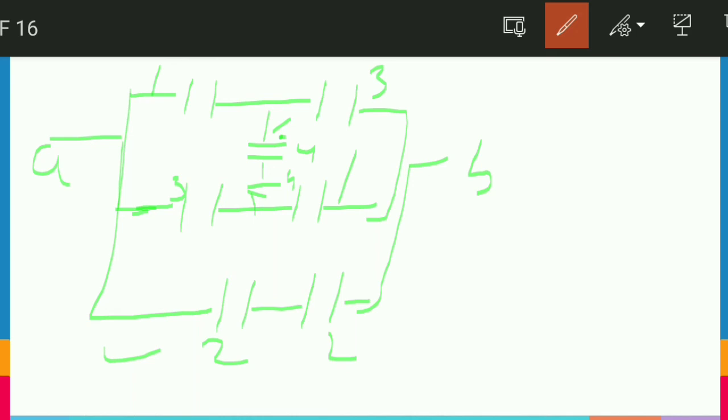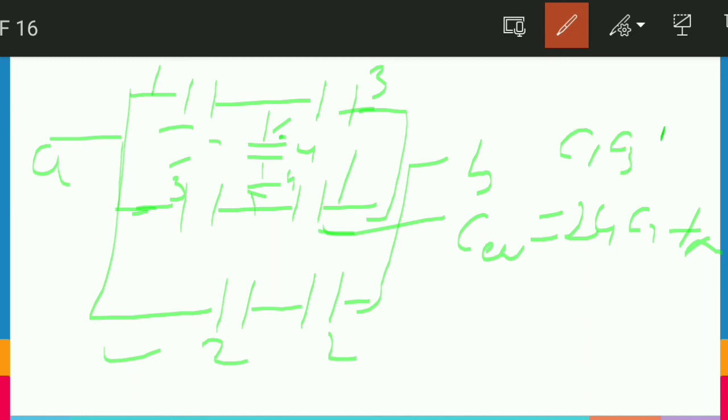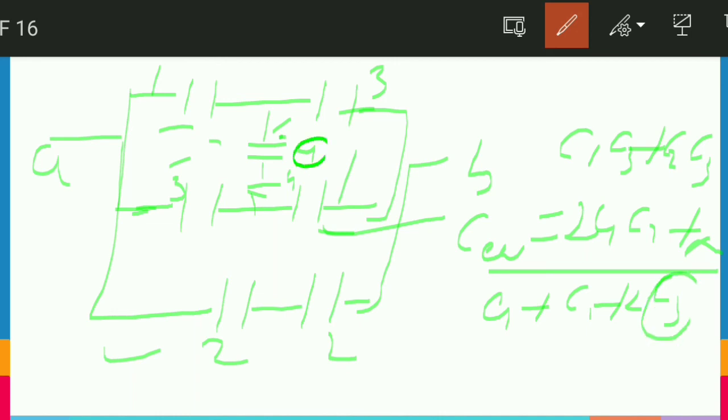I think I have solved this figure for you before, that when there is diagonal symmetry like this, we have C equivalent equals how much? 2 times C1 C2 plus, let's write it above, C1 C3 plus C2 C3 upon C1 plus C2 plus 2 times C3, where C3 will be the series combination of 4 and 4, meaning 2. So just putting the values, you will get how much?